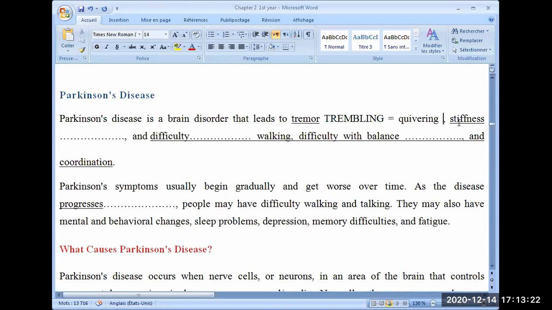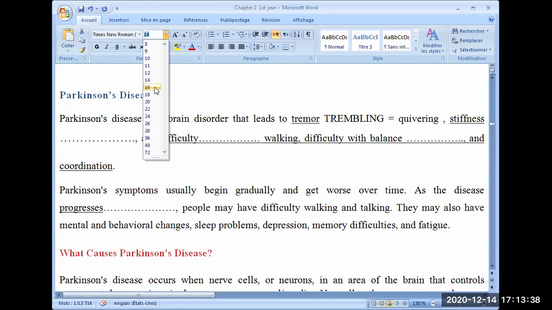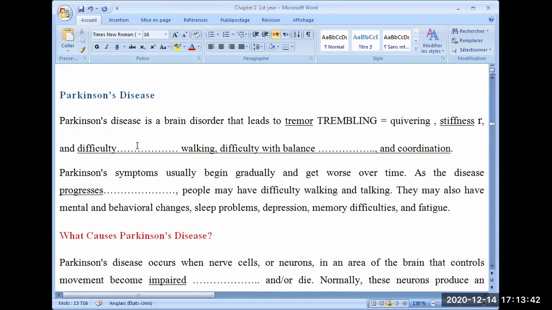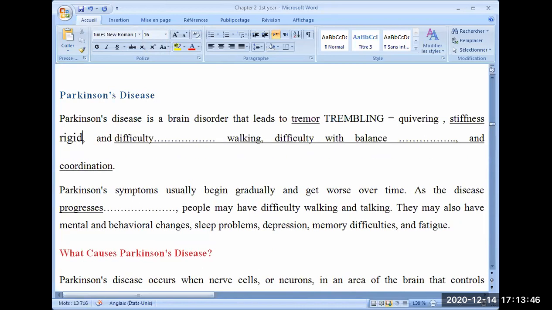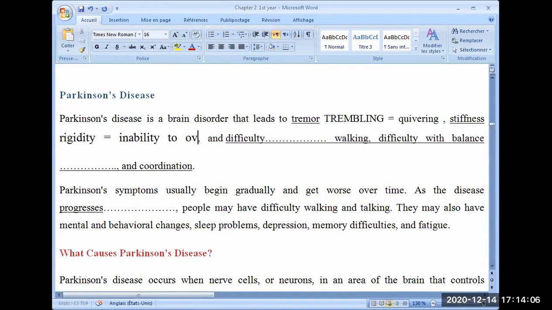Stiffness now. When someone has Parkinson's disease, his muscles become stiff. Stiff is the adjective. Rigidity. They become rigid. Or here we can also explain it as inability to move easily, to move the muscles, to move the limbs easily. So, rigidity.